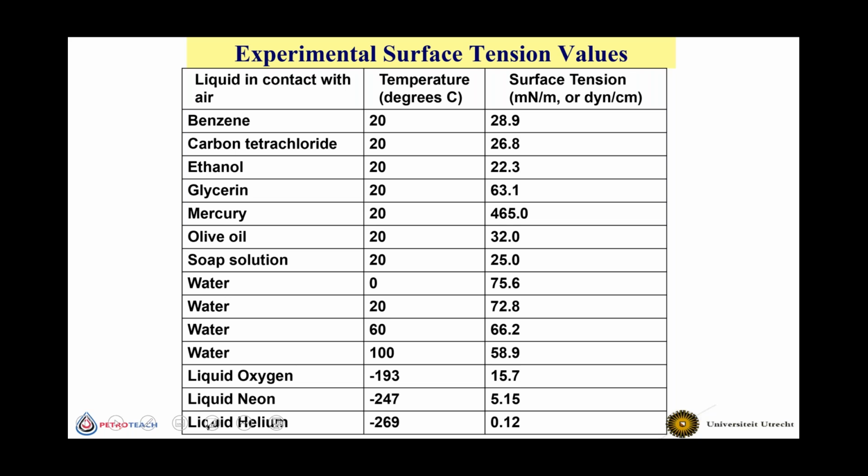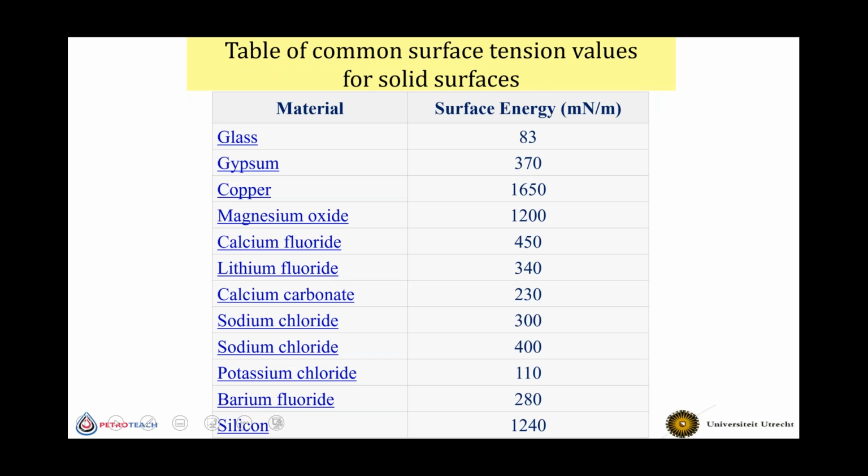And here are some measured values of surface tension between air and benzene and various liquids. It's a function of temperature, of course. You can see that here. If you increase the temperature, the surface tension goes down. We also have solids that have surface tension, and those are the values shown here.